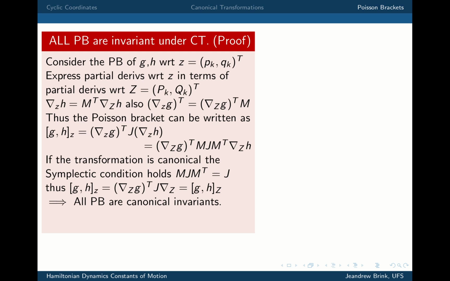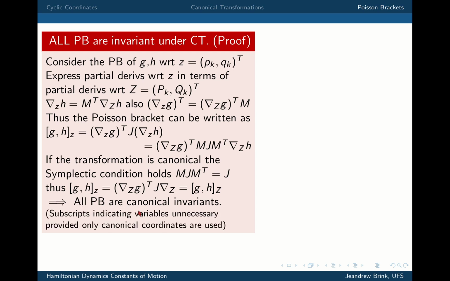Basically all Poisson brackets are canonical invariants, and therefore I drop the subscript from now on as to which Poisson bracket I'm working with, how I'm taking the derivatives, and I'm assuming that I'm only using canonical coordinates. In other words, coordinates that have equations of motion that obey that Hamiltonian structure. Okay, so that's very powerful.